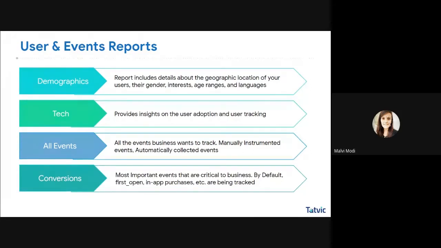You just need to go to the all events report. There is a column of mark as conversion. You just need to enable that toggle and you are done. Your event will be marked as a conversion, and you will be able to see your events as conversions. The events you can mark as conversions are the ones which are very critical to your business.